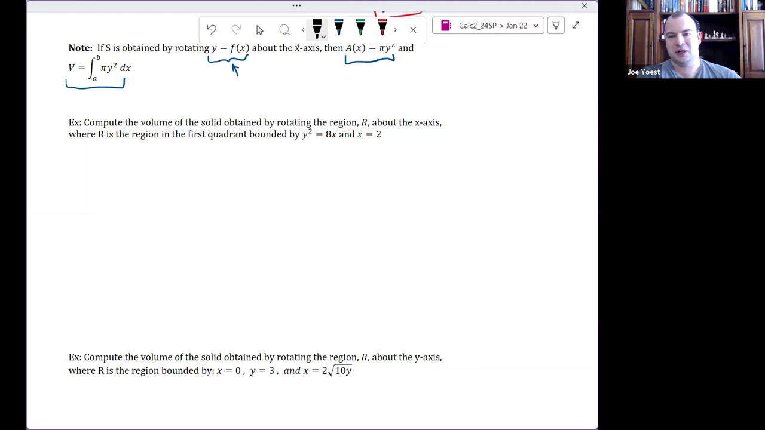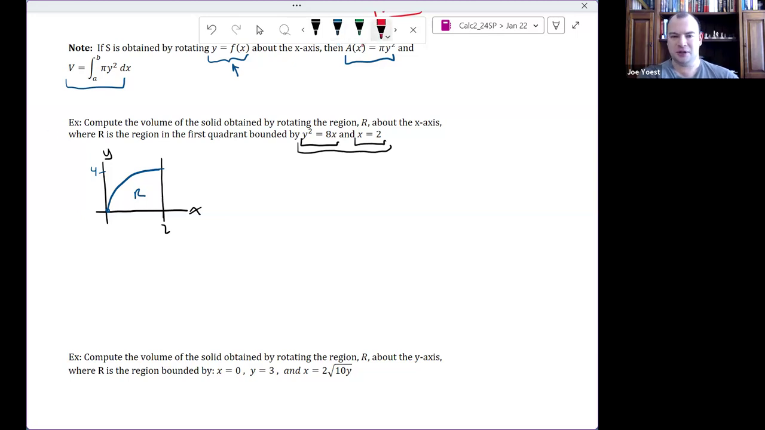R is the region in the first quadrant bounded by these curves. So we have a curve x equals 2. That's the black curve here. And y squared equals 8x. So this is like x equals 1/8 y squared. This is a parabola opening to the right. We see when x equals 0, y equals 0. And when x equals 2, y squared is 16, y is 4. This is my region R.